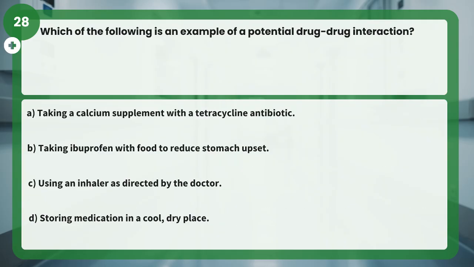Question 28. Which of the following is an example of a potential drug-drug interaction? A. Taking a calcium supplement with a tetracycline antibiotic. B. Taking ibuprofen with food to reduce stomach upset. C. Using an inhaler as directed by the doctor. D. Storing medication in a cool, dry place.